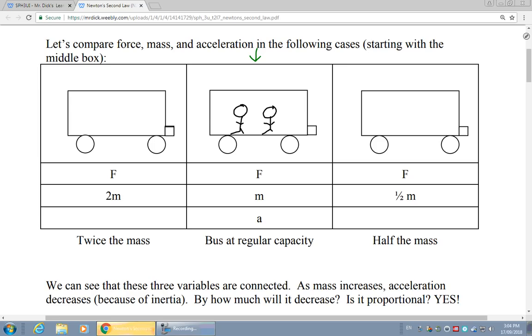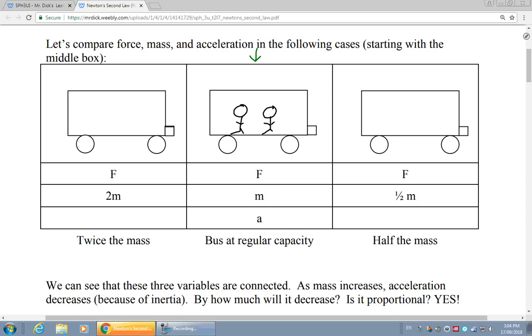So what this chart is saying is that we apply some amount of force. The bus overall has some amount of mass, and that causes it to accelerate at some particular rate. Now, we don't even know what those specific values are, but if we use those letters to represent some amount of force, some amount of mass, and some amount of acceleration, we can see how the rest compare to that. So now let's look at the other 2 columns.